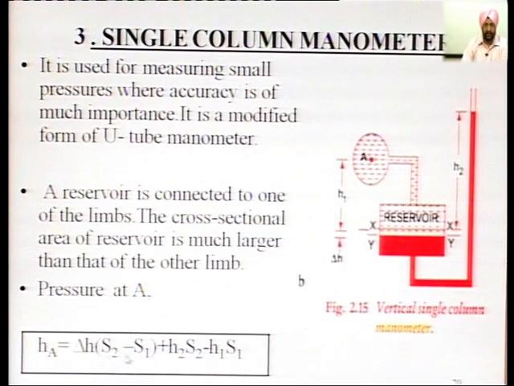So, this is a slightly different formula to calculate the pressure at point A. These are the three different types of simple manometers: the piezometer, the U-tube manometer, and the single column manometer.